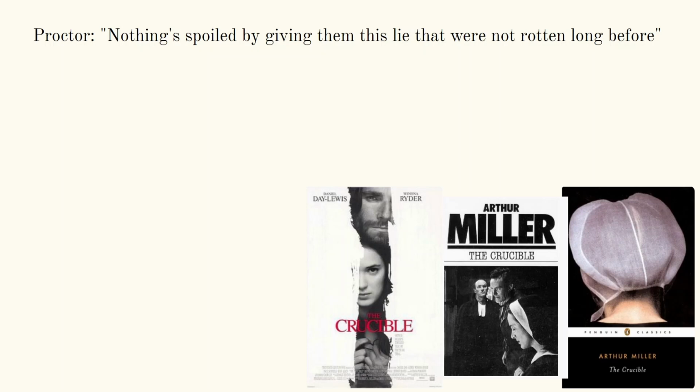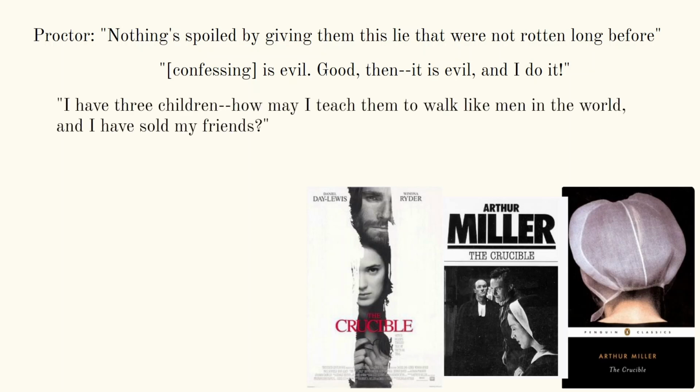He sees his confession as a punishment on himself, knowing that Elizabeth would never confess, as Rebecca Nurse and Martha Corey have not, and thus concludes confessing is evil. "Good, then, it is evil, and I do it." This reveals how deeply he has hurt himself with his adultery. As the confession proceeds, though, he becomes more reluctant.